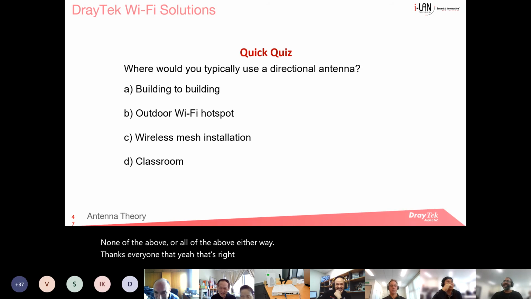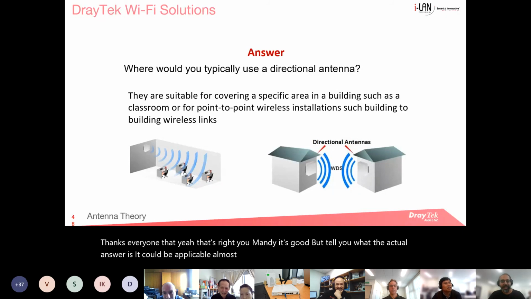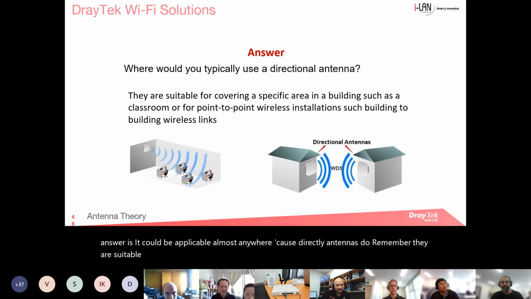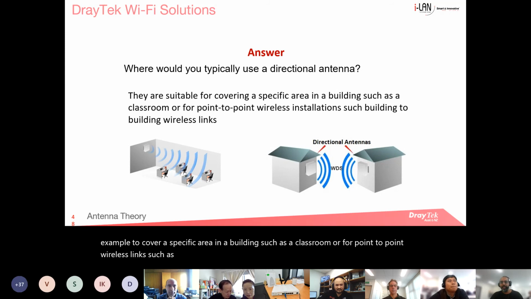You meant D. It's good, but tell you what, the actual answer is it could be applicable almost anywhere. Because directional antennas, do remember, they are suitable for focusing the majority of the wireless signal in a particular direction. For example, to cover a specific area in a building, such as a classroom, or for point-to-point wireless links, such as a building-to-building wireless link.